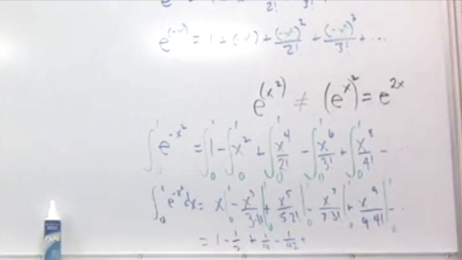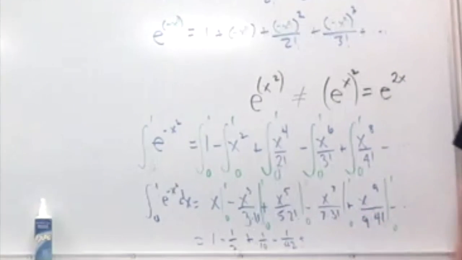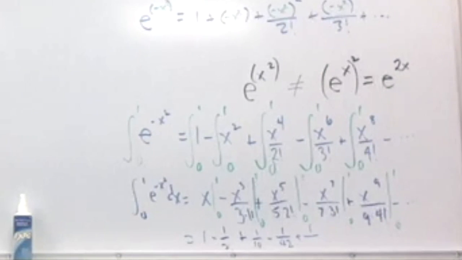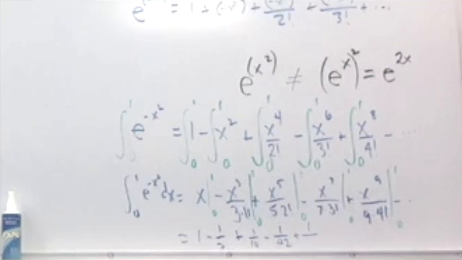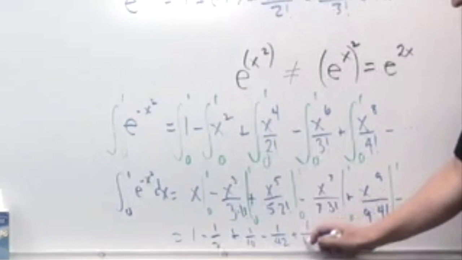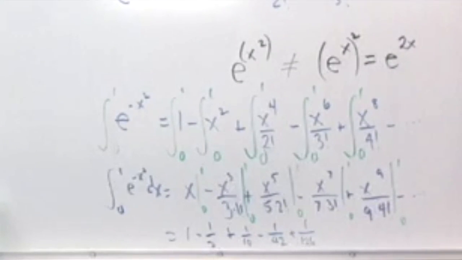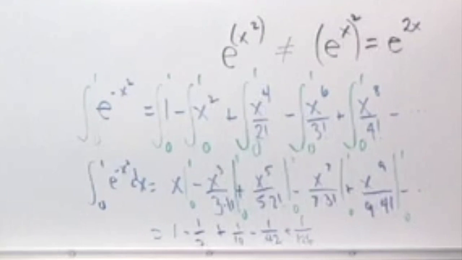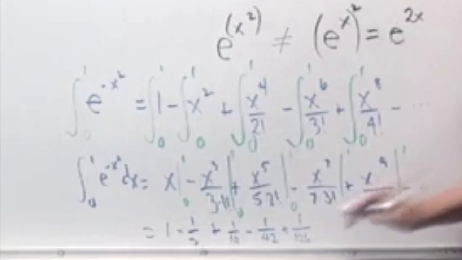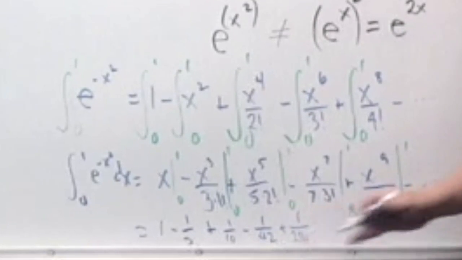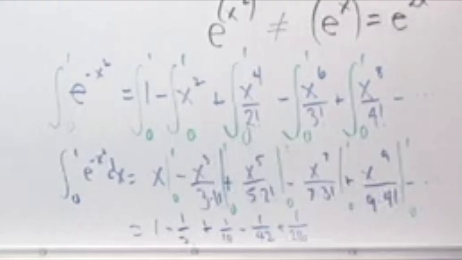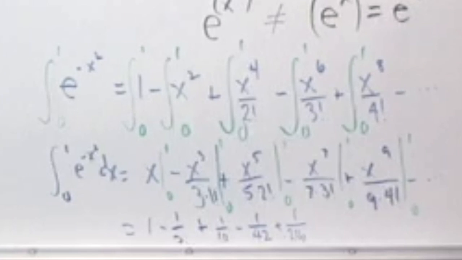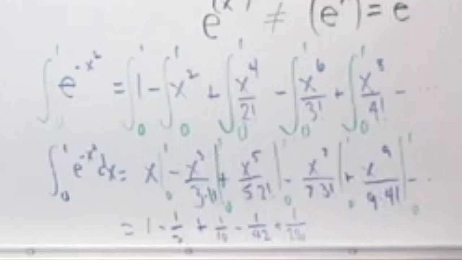Plus, because I'm doing arithmetic, the next term is 1 over 9 times 24. 9 times 25 is 225, so 9 times 24 is 216. I didn't carry, I'm sorry.